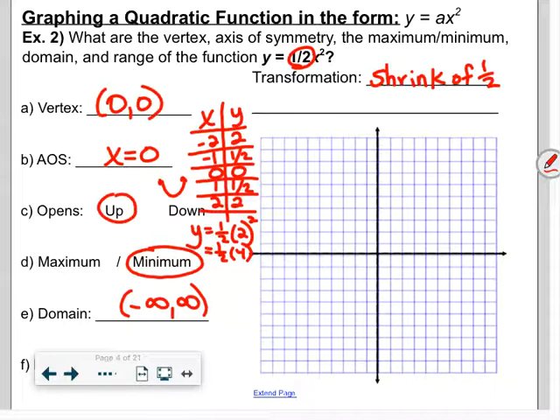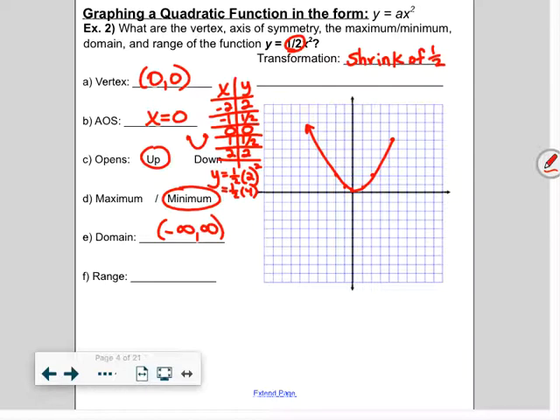So let's plot these. I have 2, 2, 1, 1 and 1/2, that's pretty small. So do you see the reason why it's called a shrink is because it's spreading the U shape out. So now once I have this, I do my range when I'm done. That's 0 to infinity.